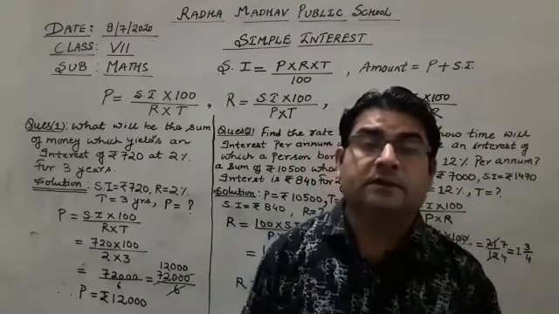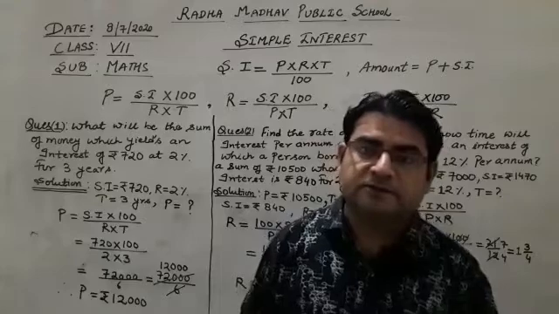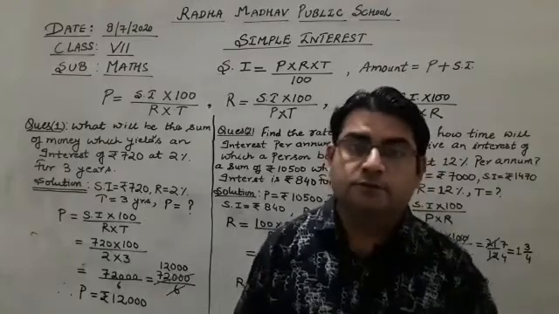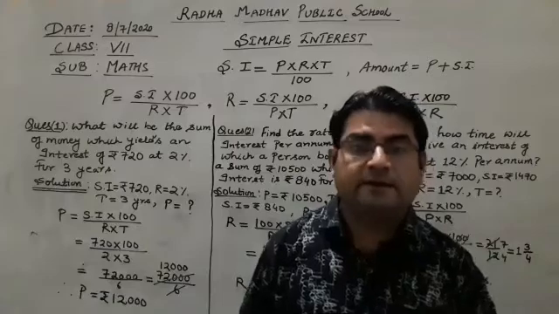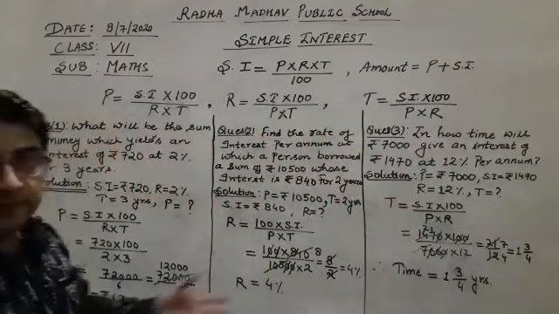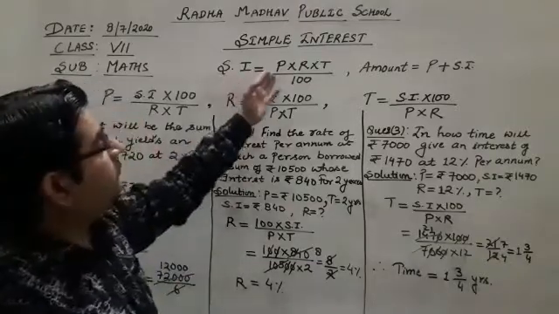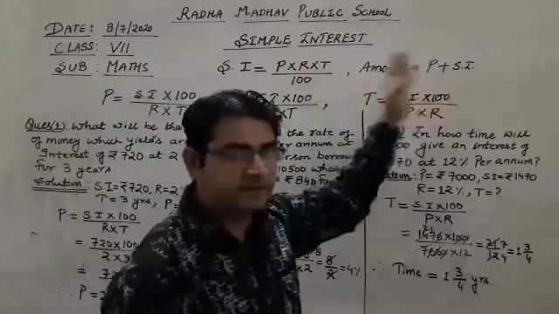My dear students, in the previous lecture we studied how to find the simple interest and amount, and today we will study how you can find principal, rate and time. The formula to find simple interest is SI = P × R × T / 100, and amount is equal to principal plus SI.